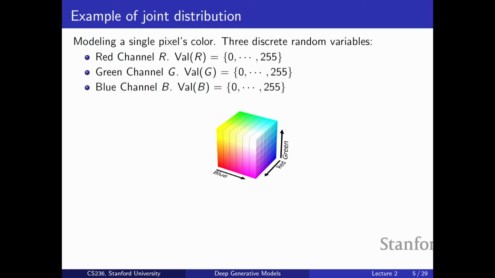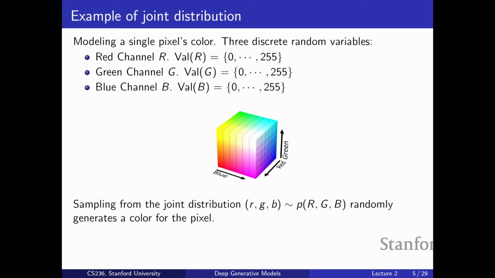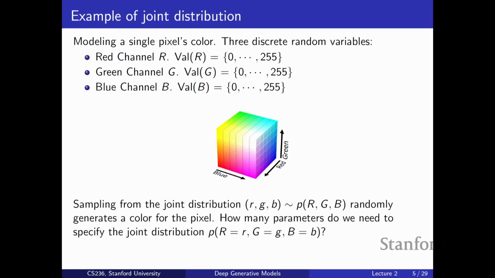And so now we have a richer model. If you are able to model this distribution well, so you're able to assign probabilities to all these entries, to all these different colors that this individual pixel can take, then if you were to sample from it, you would generate colors for that pixel that are reasonable. Hopefully they match whatever training data you had access to learn this distribution. And how many parameters do you need to specify this joint probability distribution?